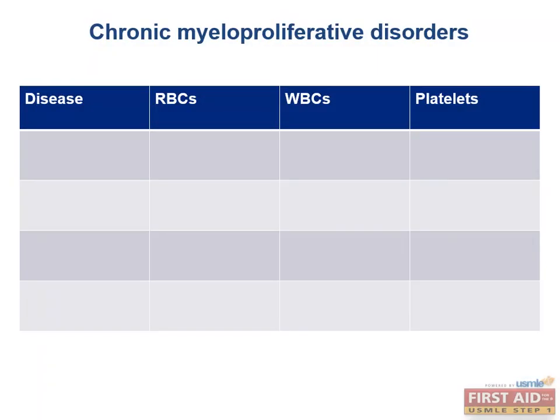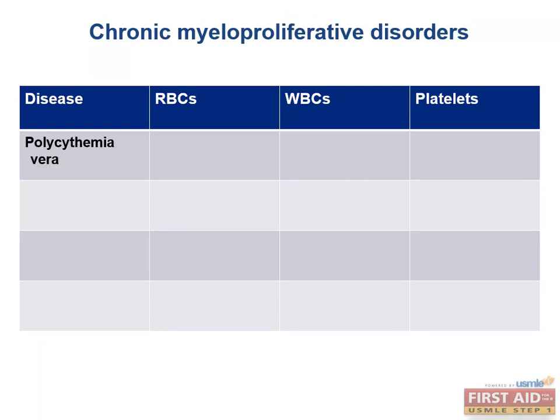The chronic myeloproliferative disorders are a collection of different diseases that have two things in common. First, they are all chronic diseases. And second, they all involve excessive proliferation of cells in the myeloid lineage. There are four major diseases: polycythemia vera, essential thrombocytosis, myelofibrosis, and CML. By the way, CML is the only one of the four that features the Philadelphia chromosome.